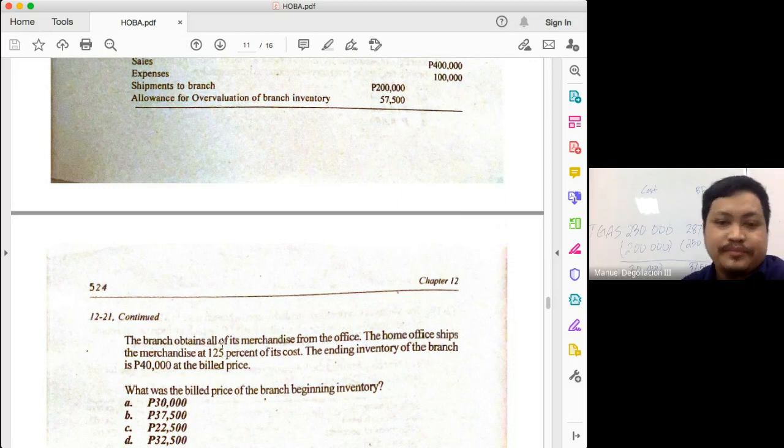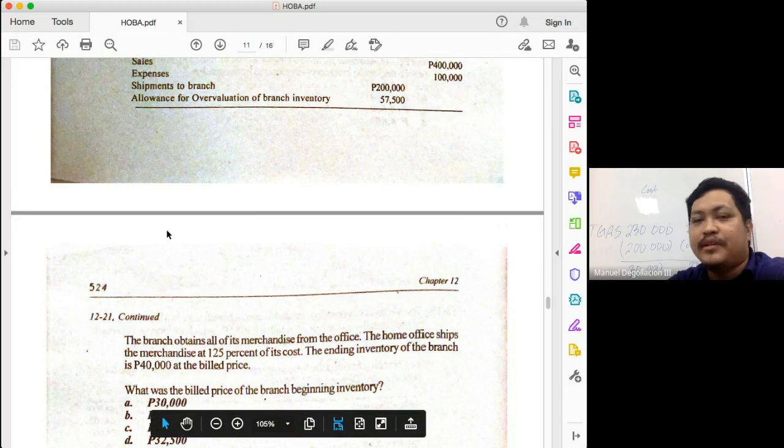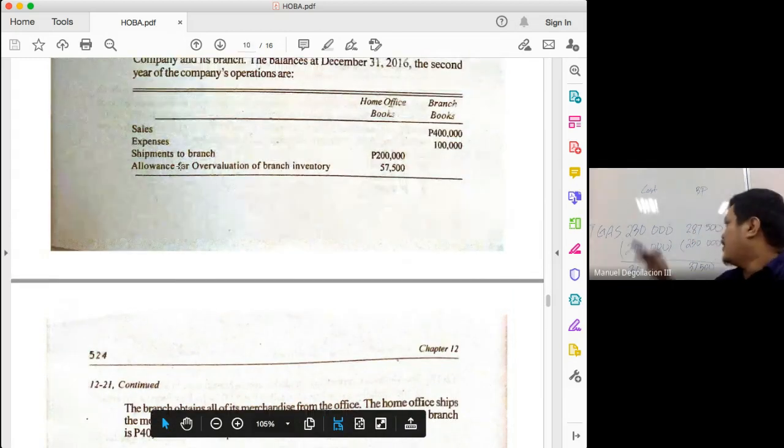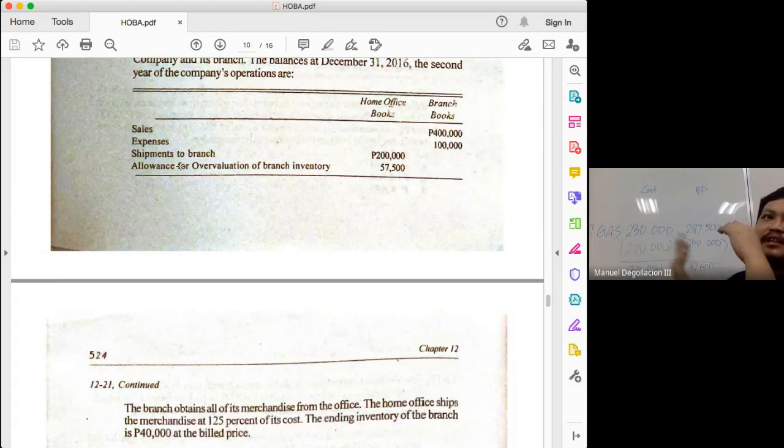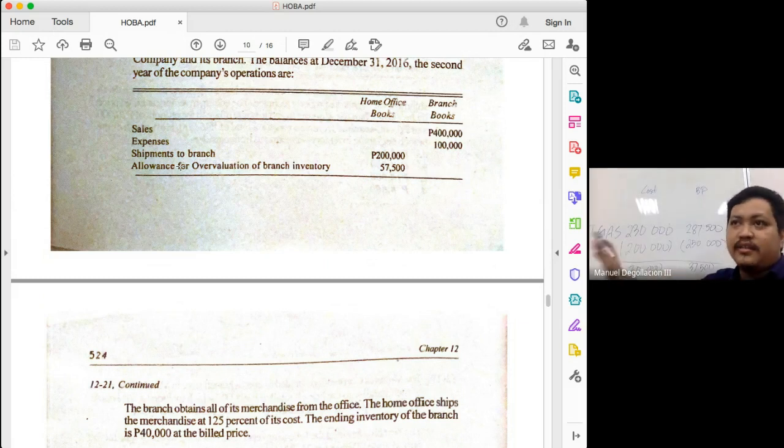Alternative solution, class. Remember that the 57,500 represents what? By the way, I hope everyone understands why we are deducting the beginning inventory. This is just a derived computation, class. Normally, beginning plus shipments will give you your goods available for sale. Here, we're starting with goods available for sale. We're deducting the shipments to arrive at our beginning.